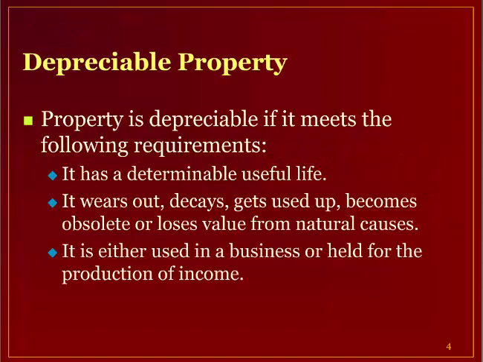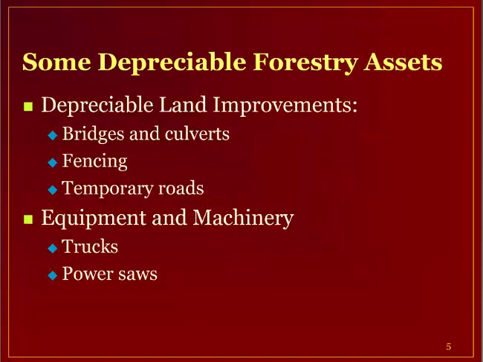Property is depreciable if it meets the following requirements. It has a determinable useful life. It wears out, decays, gets used up, becomes obsolete, or loses value from natural causes. And it is either used in a business or held for the production of income. Here are some examples of depreciable forestry assets: bridges and culverts, fencing, temporary roads, trucks, power saws.